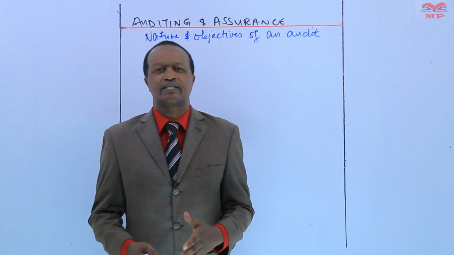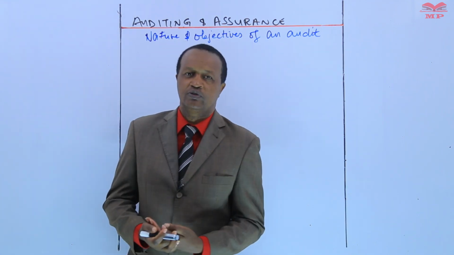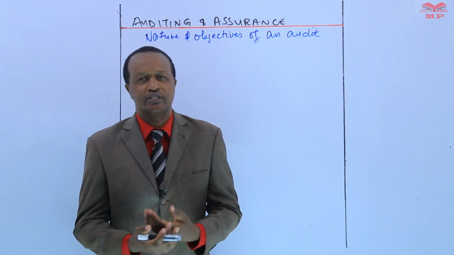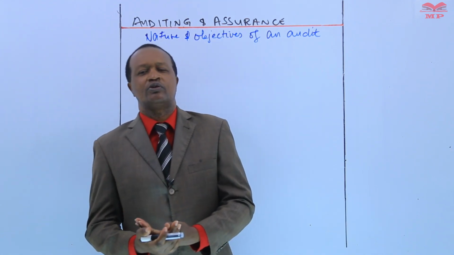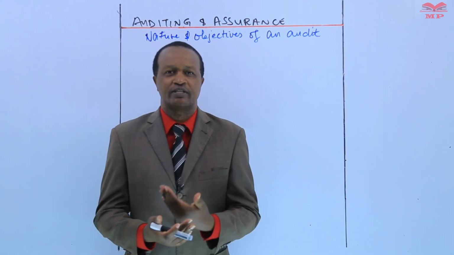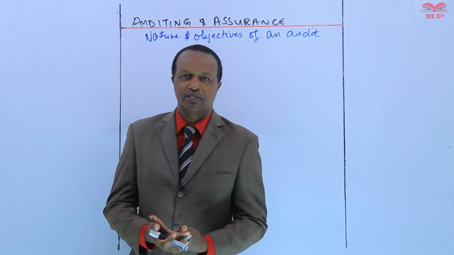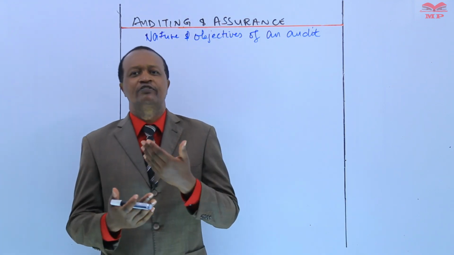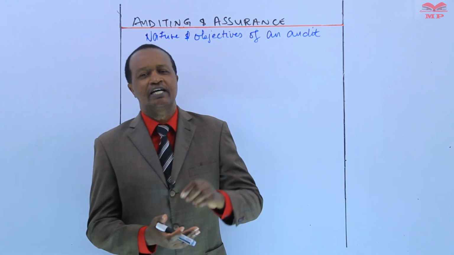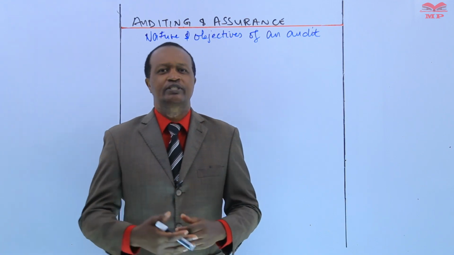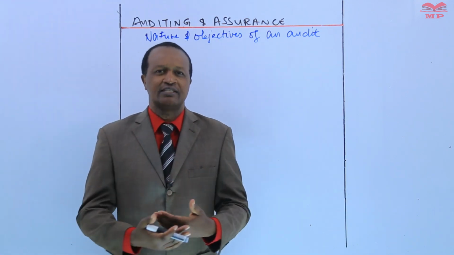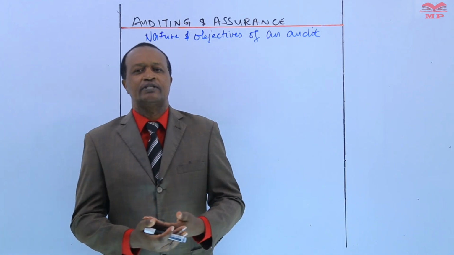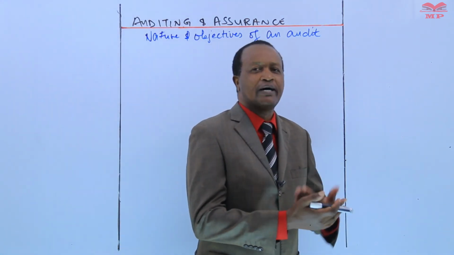Today we are going to discuss the nature and objectives of an audit. In our last session, we defined an audit as an independent examination of an organization's financial statements, records, and operations. This examination is conducted by a qualified professional known as an auditor, who assesses the financial information that is presented by the management.